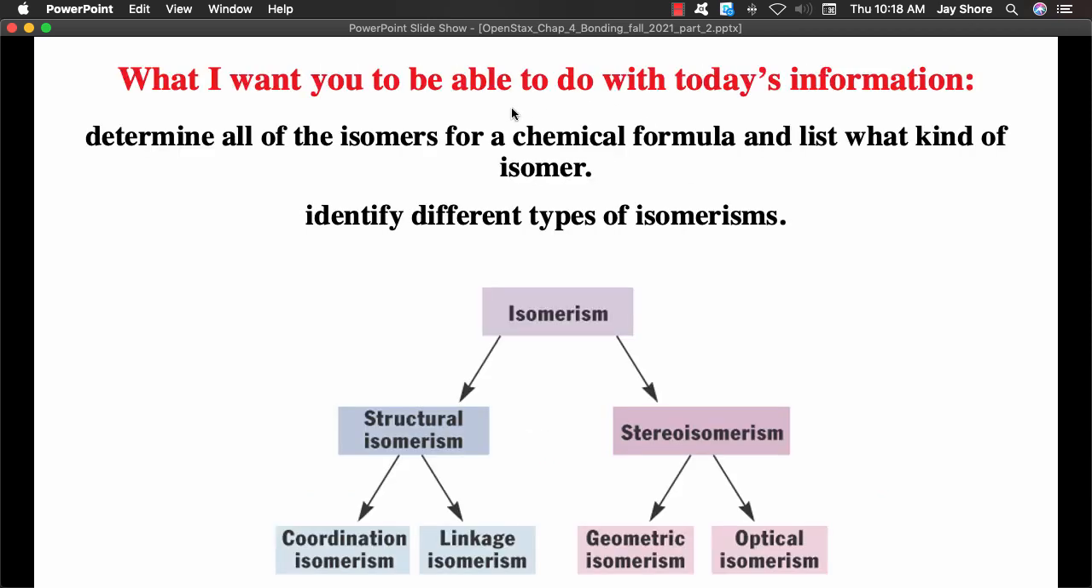So please make sure you're able to identify isomers and the different types of isomerisms. Make sure you understand this flow diagram. I think it summarizes isomerisms really well.